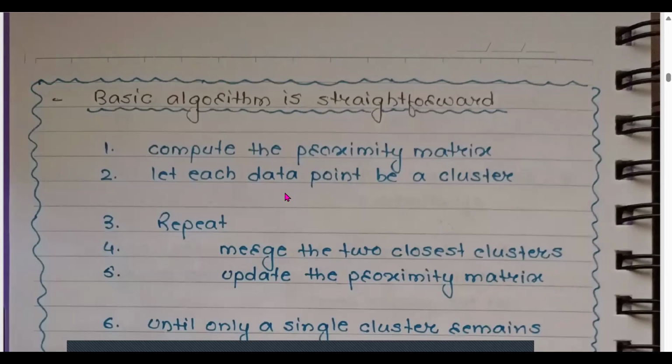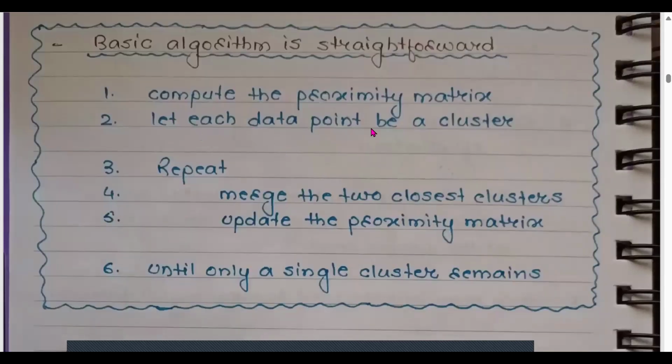You might have a doubt about what that means. Definitely I will explain it. Let each data point be a cluster. Repeat: merge the two closest clusters and update the proximity matrix until only a single cluster remains.